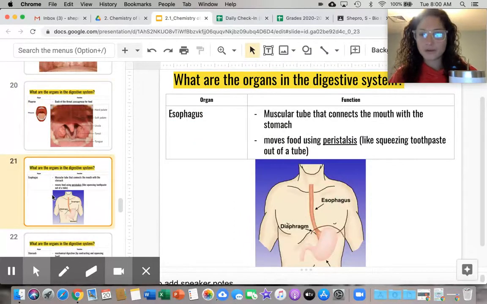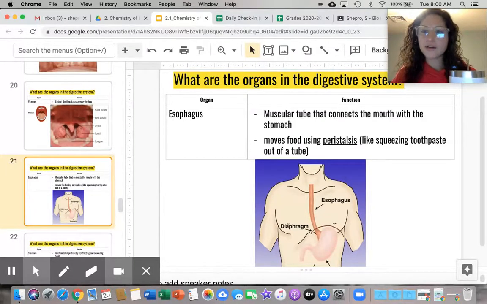Now, a little bit more important would be the esophagus. So the esophagus is a tube that connects your pharynx to the stomach. So essentially, when you swallow food, you have chewed it in your mouth, your saliva has started to break it down, you swallow the food, it passes through your pharynx, the back of your throat, and then it moves down this tube right here, your esophagus, so it can make its way to your stomach.